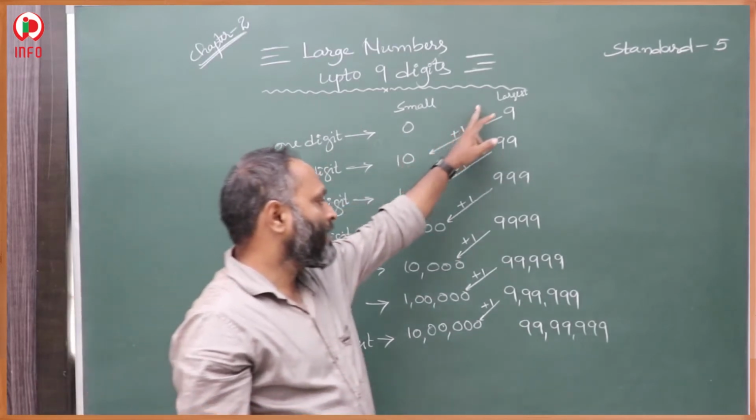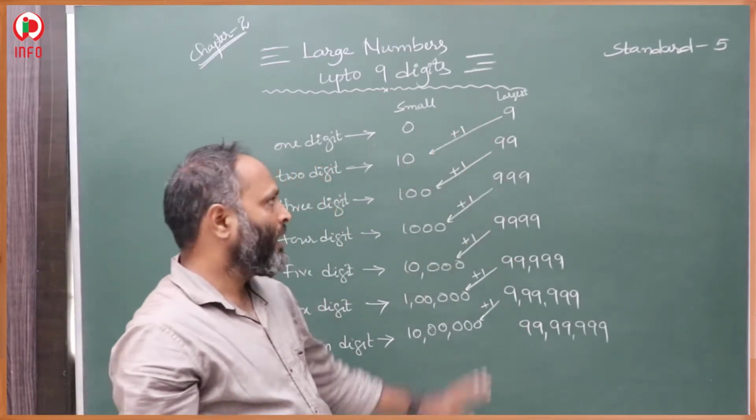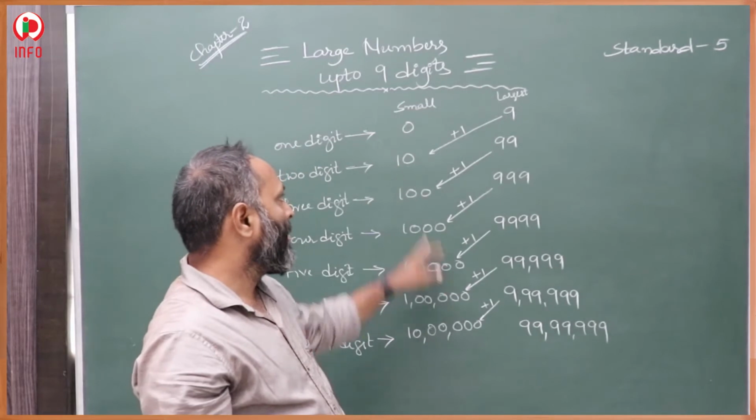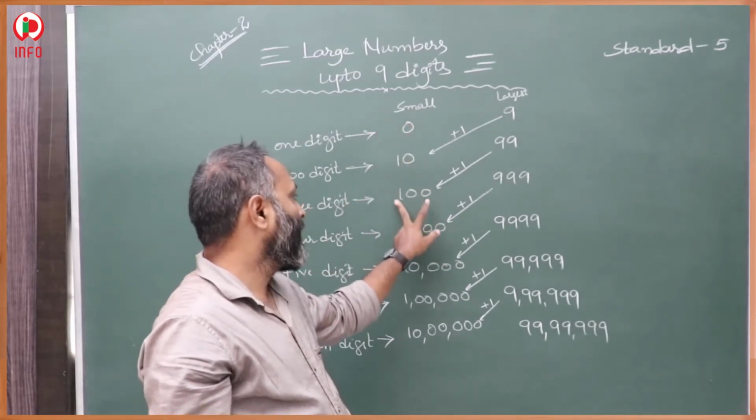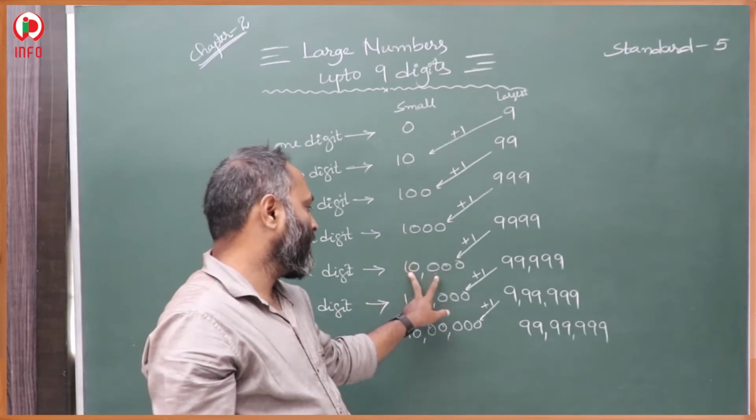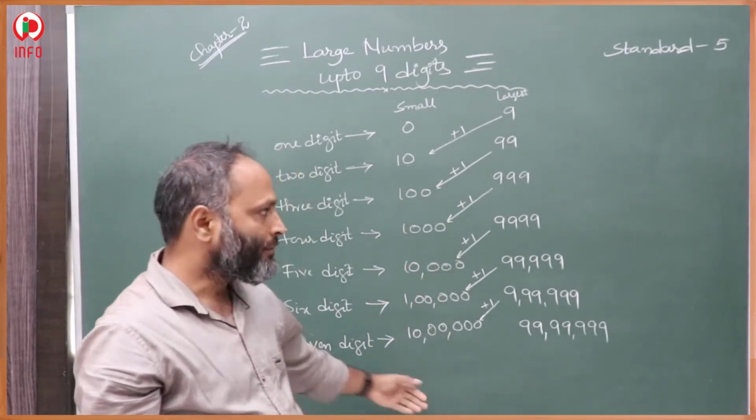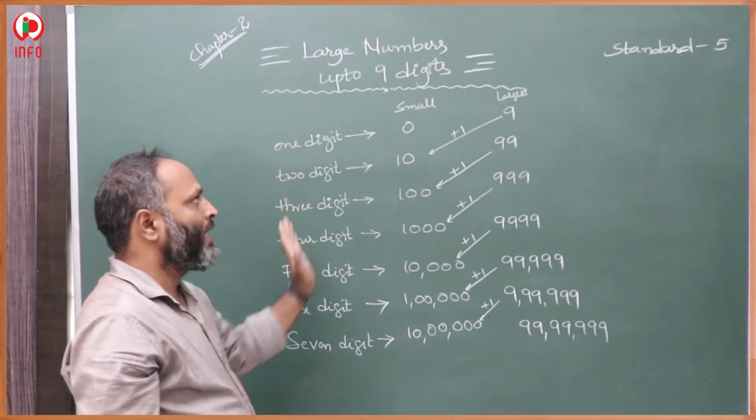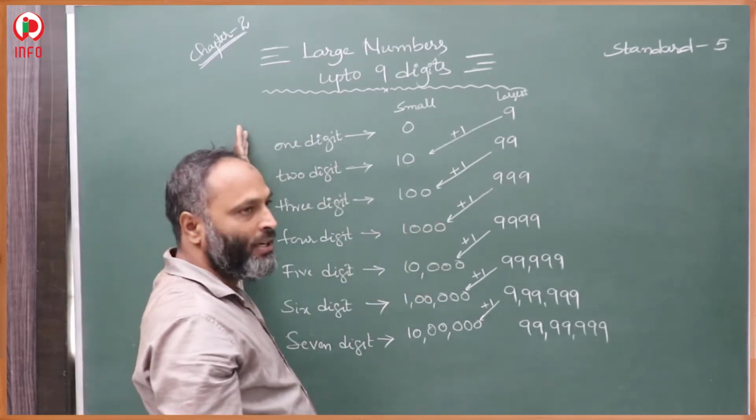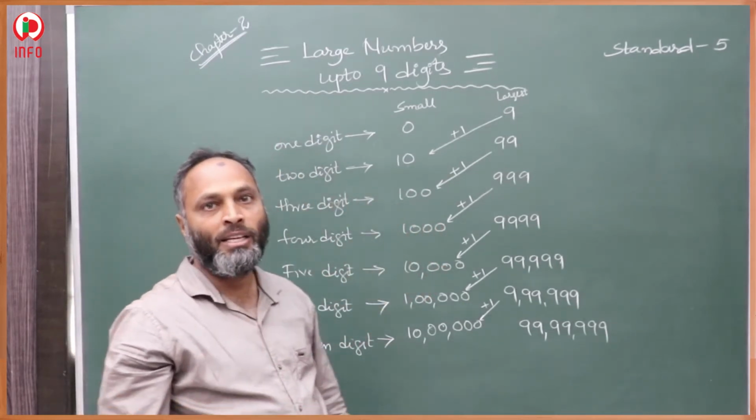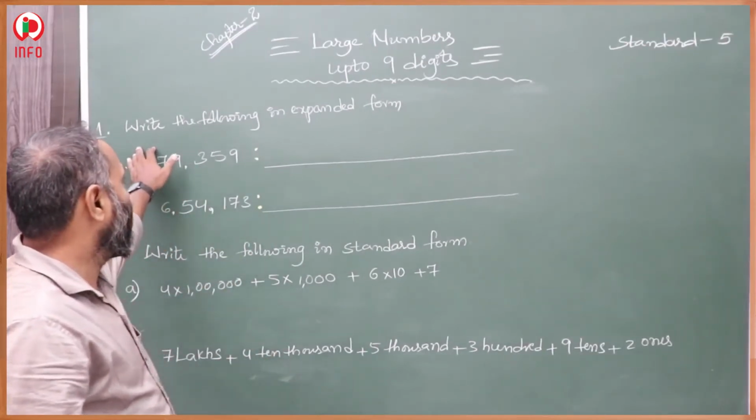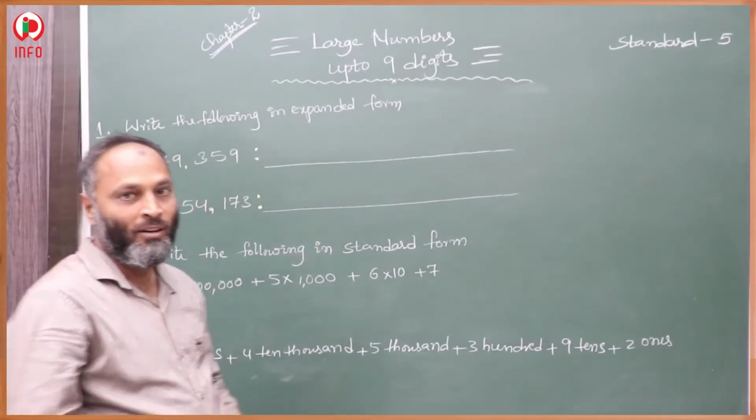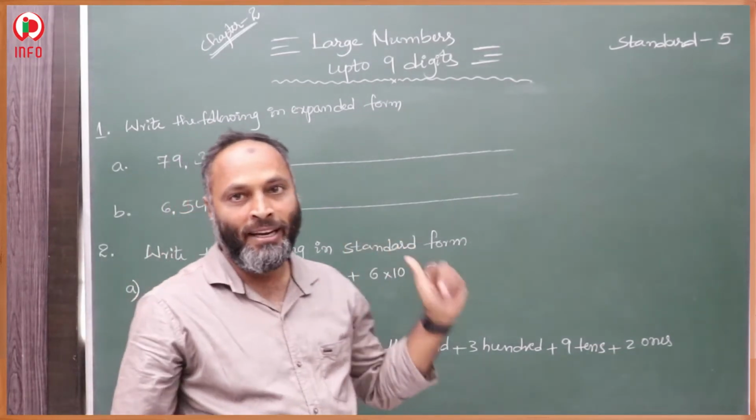So these are the largest numbers, and these are the smallest numbers. The smallest single digit number is 0, and in 2 digits 10, 3 digits 100, then 1000, 10,000, lakh, 10 lakh. These are the largest and smallest numbers according to the digits. As the next question, write the following in expanded form. Already this we completed, so this is the recapitulation.